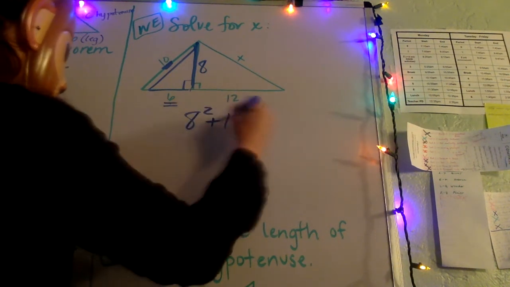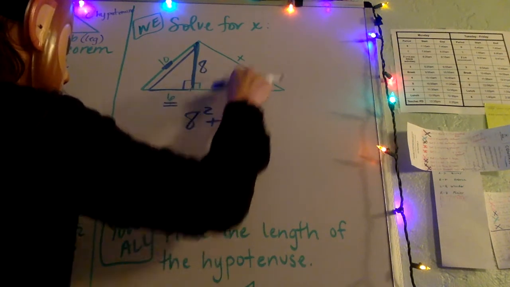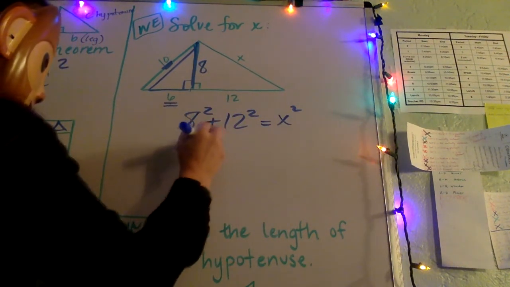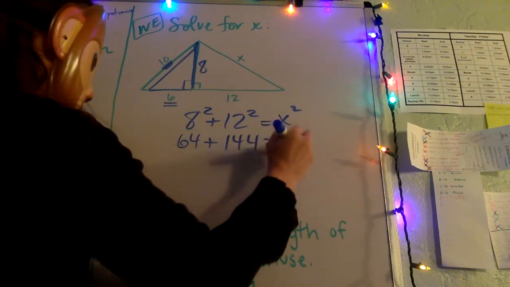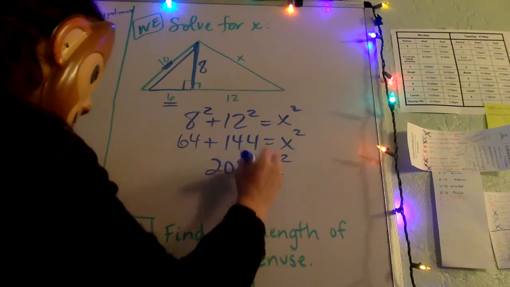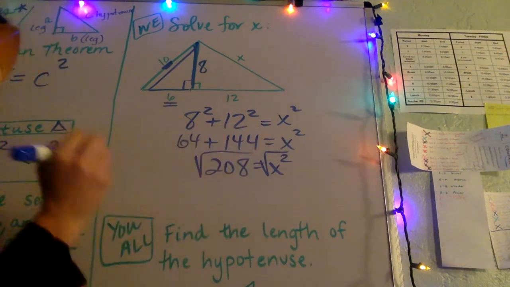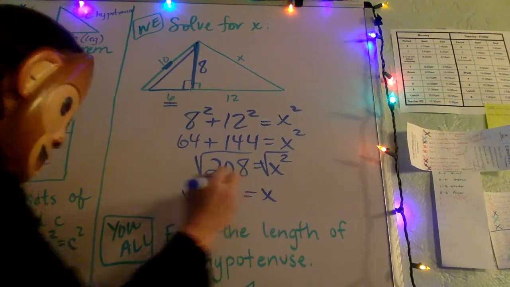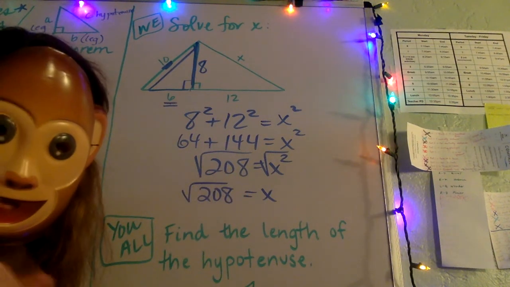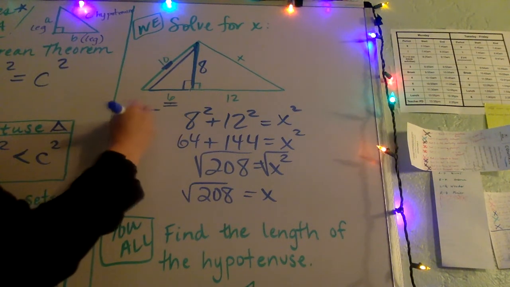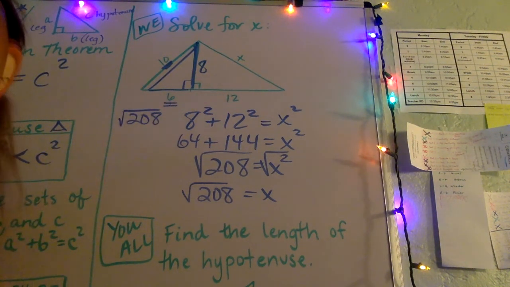8 squared plus 12 squared has got to equal x squared, which is 64 plus 144 is x squared, which is 208 equals x squared, and then we'll solve for x by square rooting, and so x equals the square root of 208. But we're not done. Remember, you always have to simplify when you can. So let's try and simplify the square root of 208.